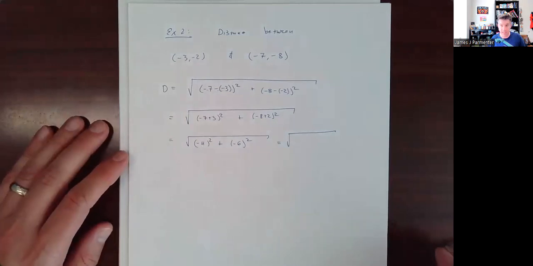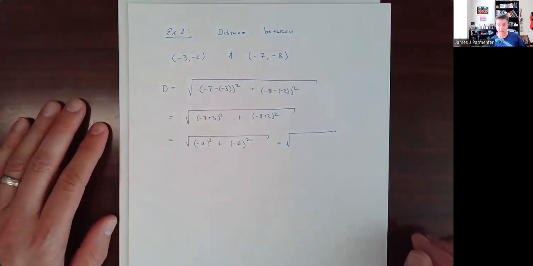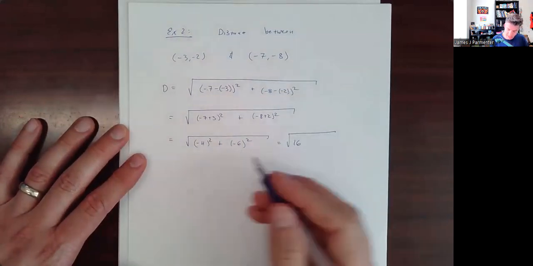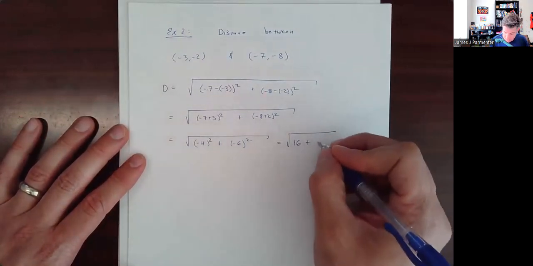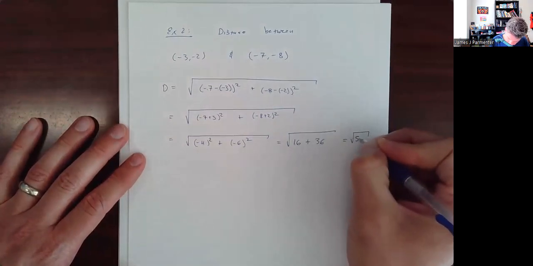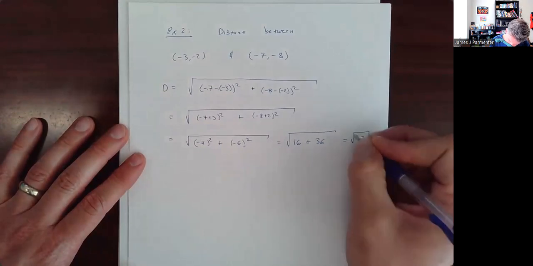I know 4 squared is 16. So I know that negative 4 squared is negative 4 times negative 4, which is still positive 16. Similarly, 6 squared is 36. So negative 6 quantity squared is 36. And this is equal to the square root of 52, because 36 plus 16 is 52.